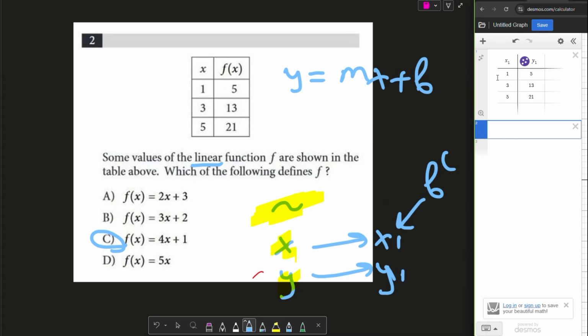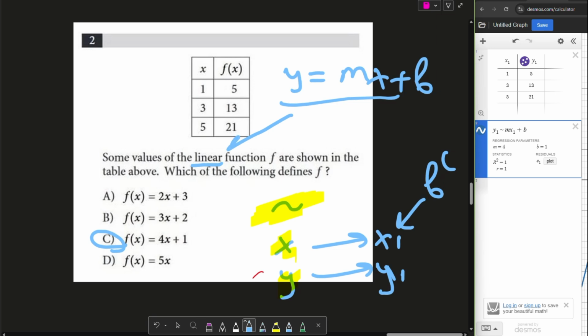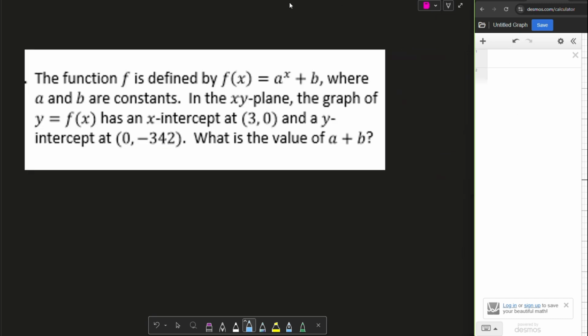Now let me rewrite the formula. Y1 regression sign mx1 plus b. And where did I get this formula? It's just a normal linear equation formula that we all should know. Yeah, that's pretty much it. Desmos takes the coordinates from here and it tries to find the values that are suitable for us. In this case, again, the correct answer is answer choice C.